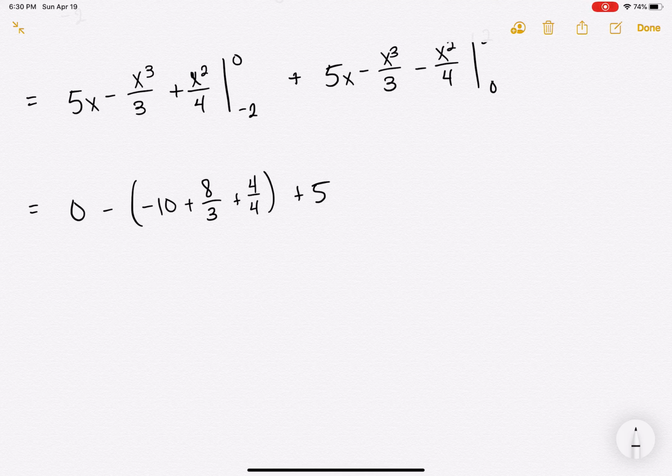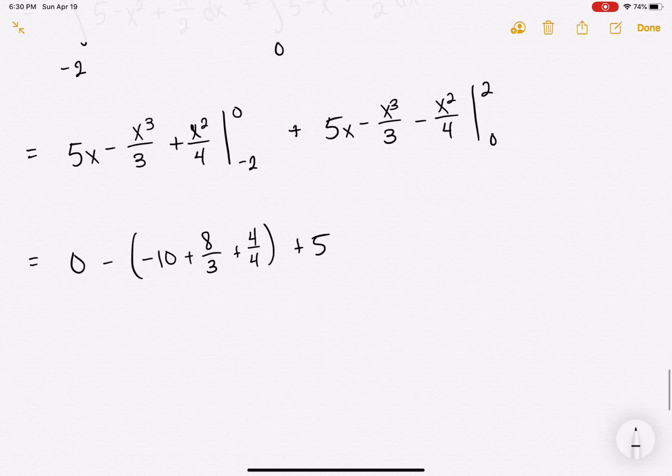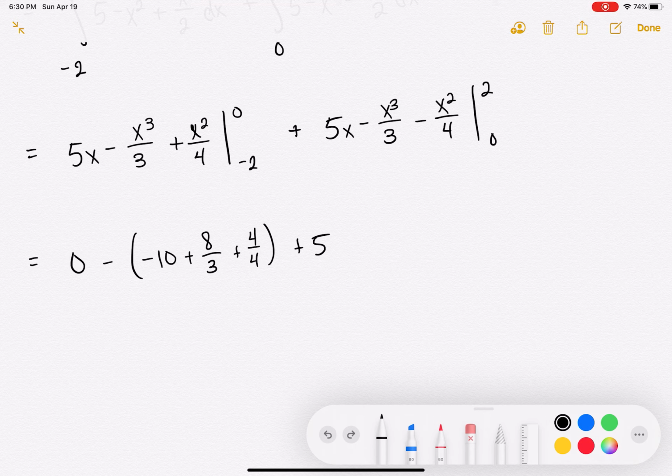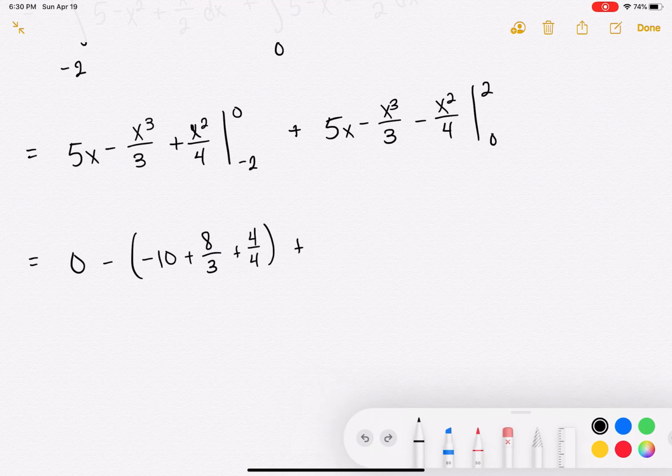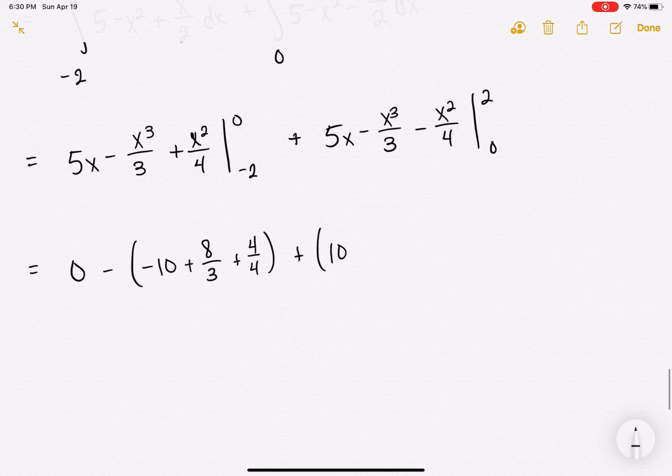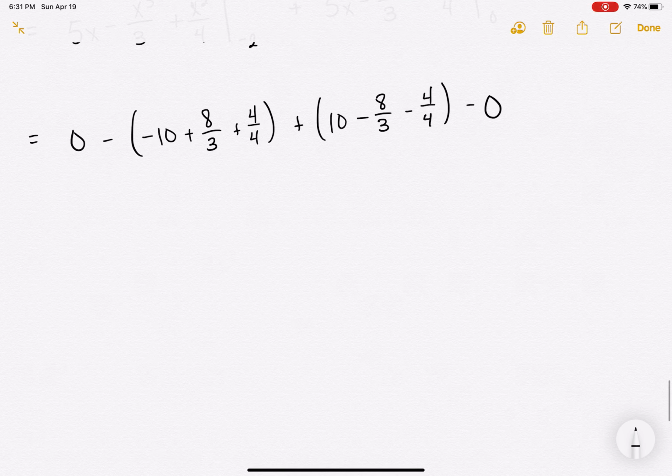And over here we have 5 times 2 is 10. It's 10 minus 8/3 minus 4/4 minus 0. So you collect your like terms. We have two negative 10s, so we really have 20, and the 8/3 cancels, and then the 4/4 cancels. So we get 20, but that's not the right answer.